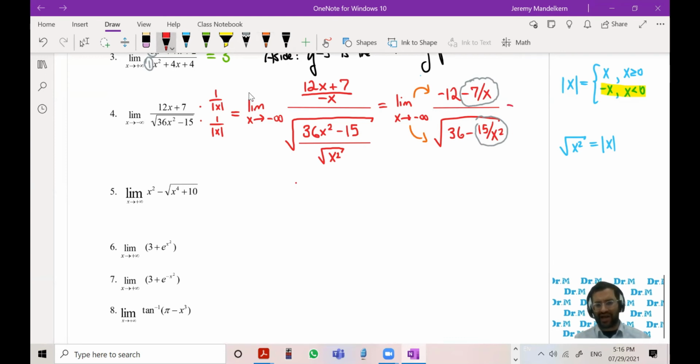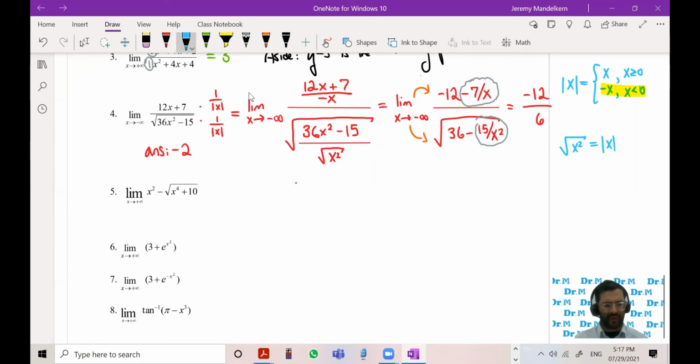We find in the top just minus 12 after applying the limit. And in the bottom, passing the limit inside the root, applying it to the transient term, we get 0. So it's just the square root of 36, which is a 6. Our final answer then for this one is going to be a negative 2. A little bit tricky, but we managed to get it. Let's try the next one.